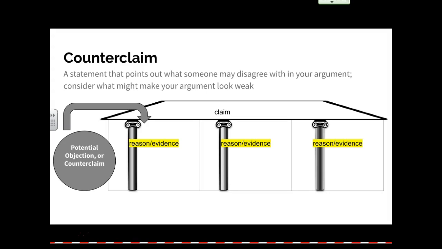Counterclaim. The counterclaim is a potential objection. So think of the counterclaim as like a ball that could ruin your entire argument. It could come in and just destroy your argument. So everything you have built, it can come in and destroy it. It's what can make it look weak. That's why you have to address it.